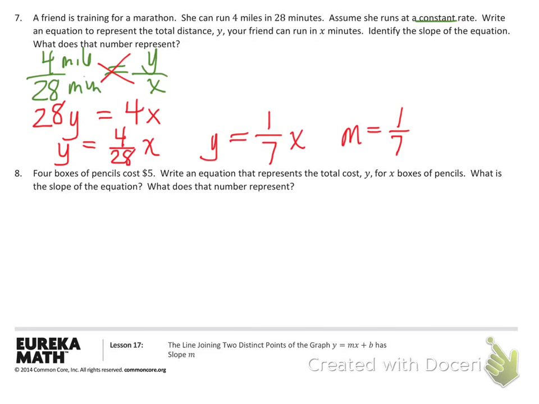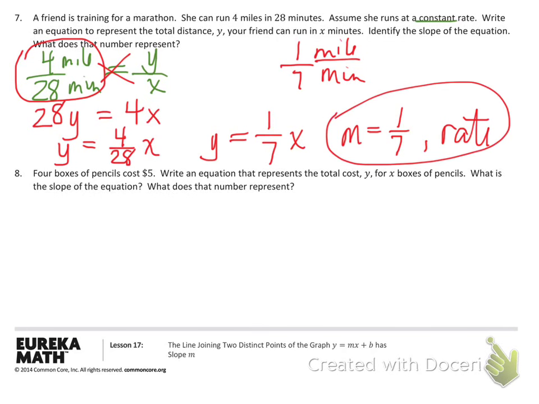And then I want to talk about what that number represents. Well, if I look back up here, I can see that 4 miles in 28 minutes is the same as 1 mile in 7 minutes. And so that number is actually her rate. So the slope in this equation is her speed, her constant rate, which is 1 mile in 7 minutes.